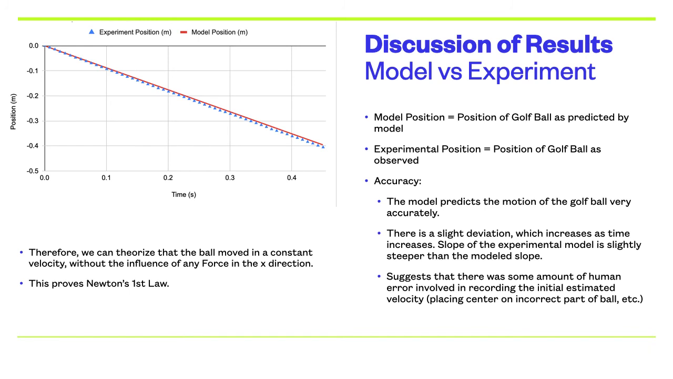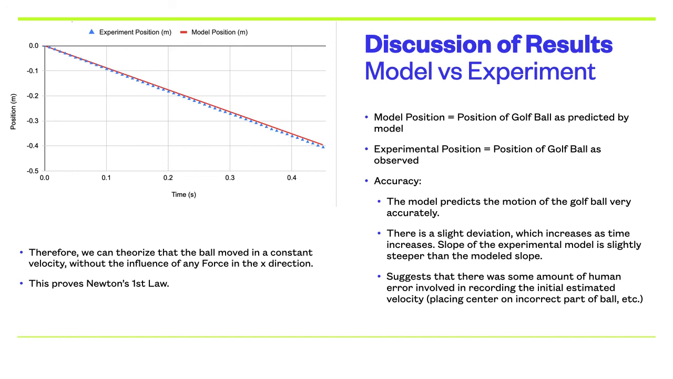A quick discussion of the results between the model and the experiment. As you can see, the model and the experimental position followed each other very closely. So it was very accurate. However, there's a slight deviation as time increases, which suggests that there was a very slight error. This is likely because some amount of human error occurred in recording the initial estimated velocity, maybe placing the center of the ball incorrectly.